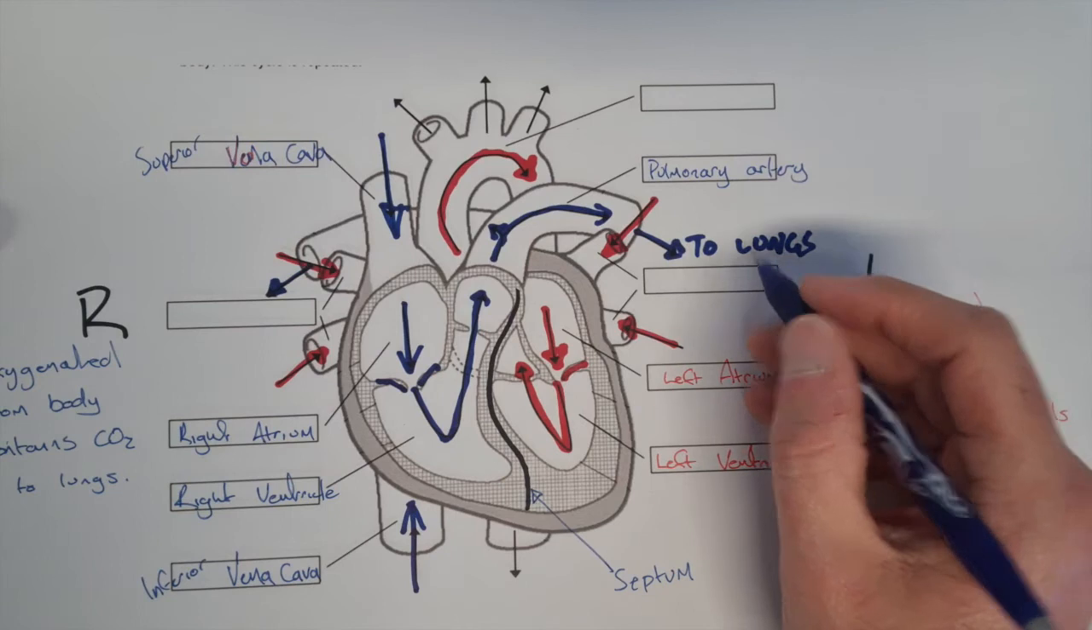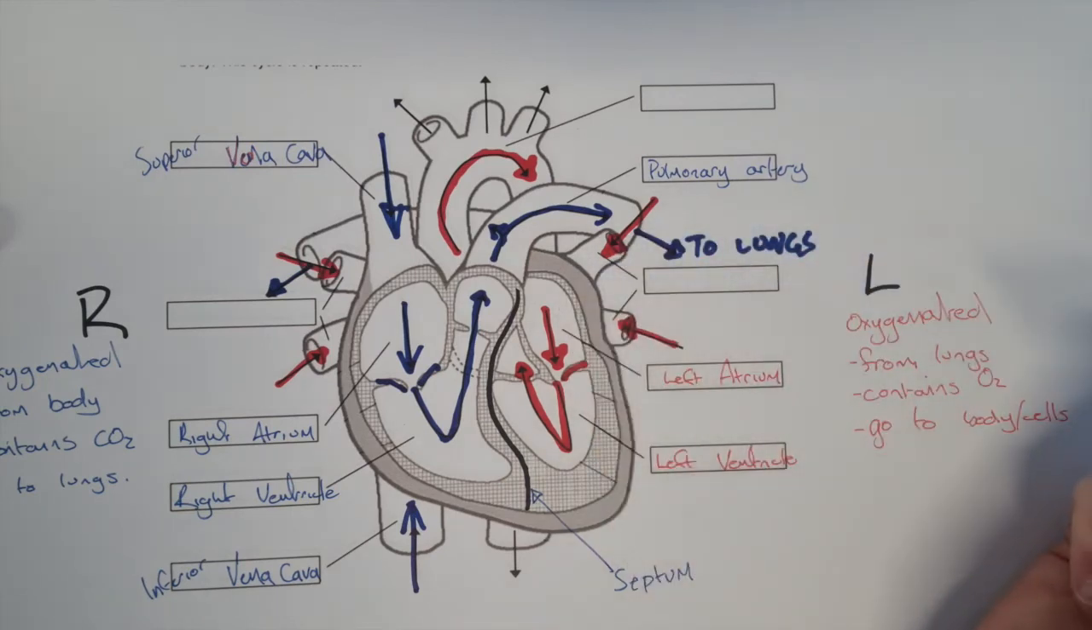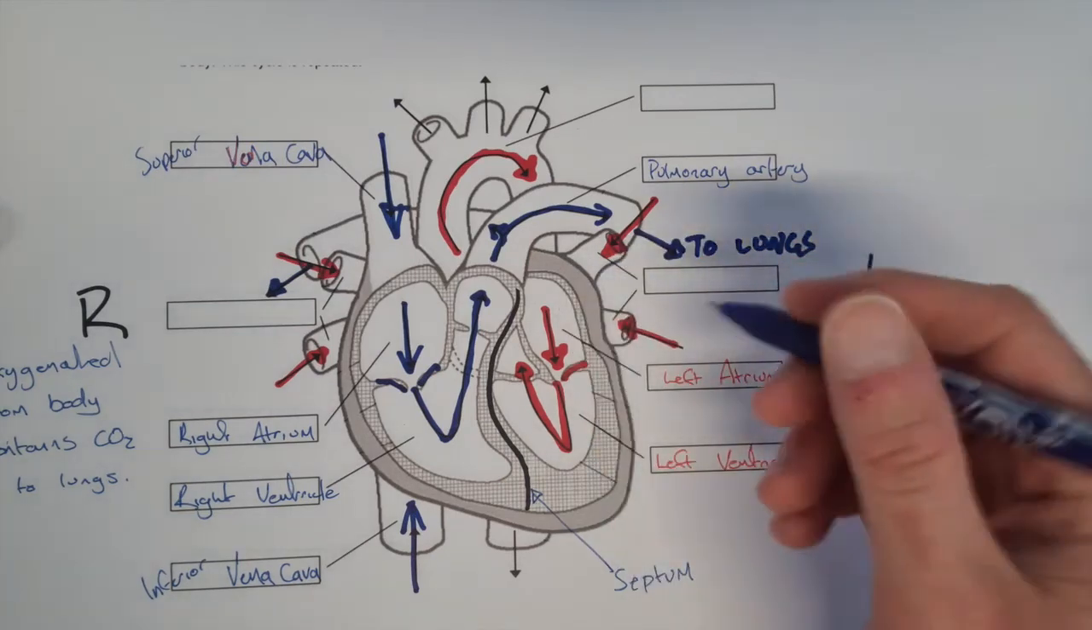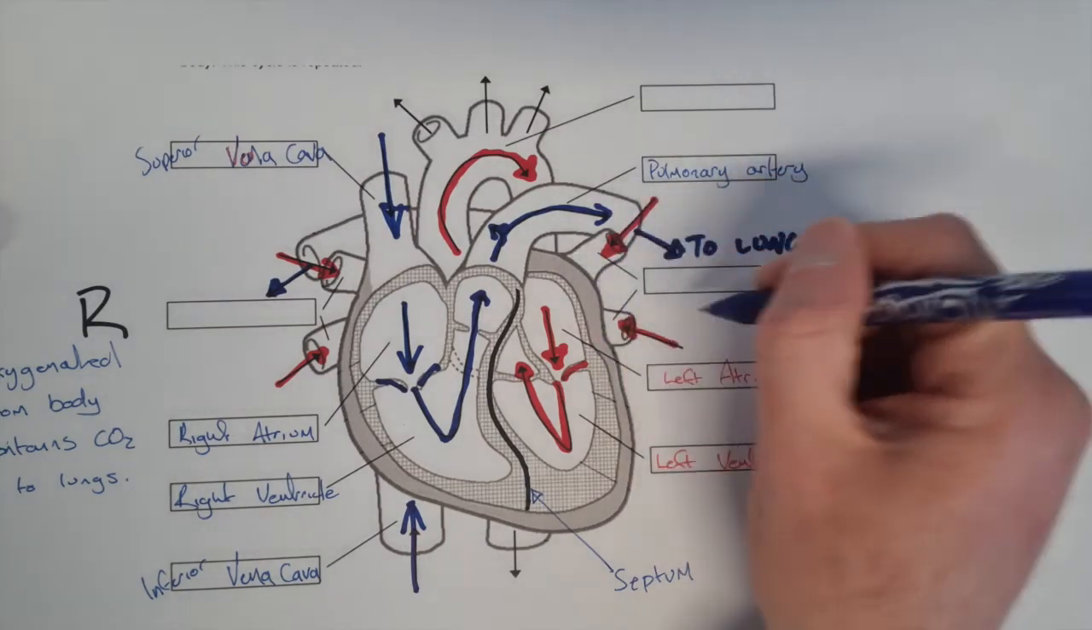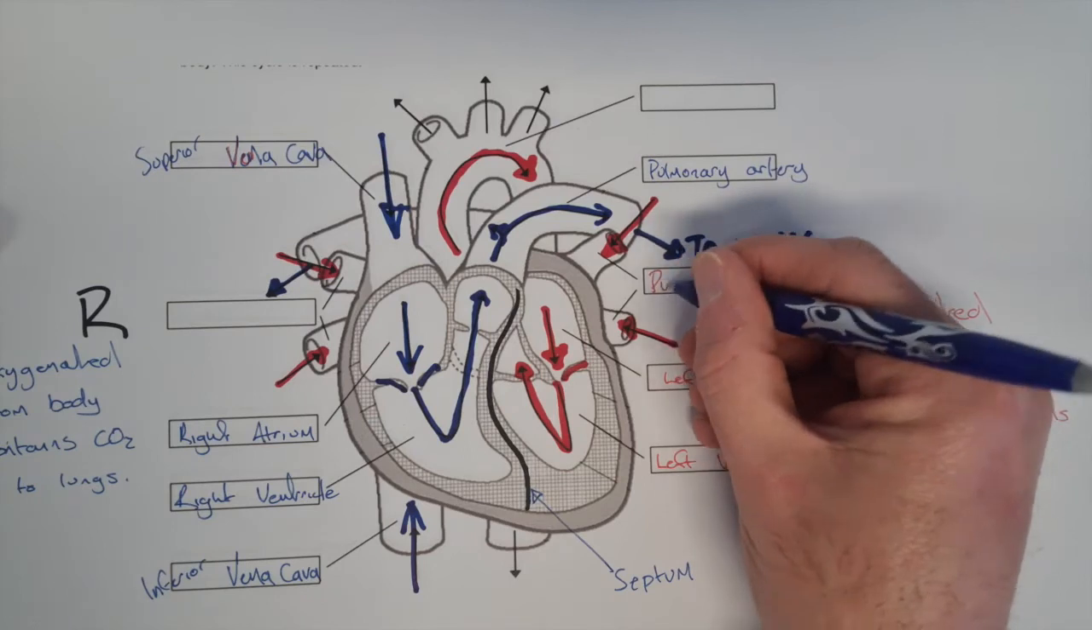Oxygenated blood will then come back into the left-hand side of our heart. Okay, so the left side of our heart, we have our veins coming in. Okay, these are what are called our pulmonary veins.